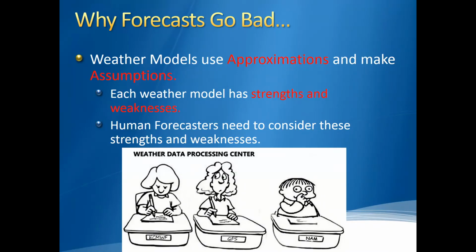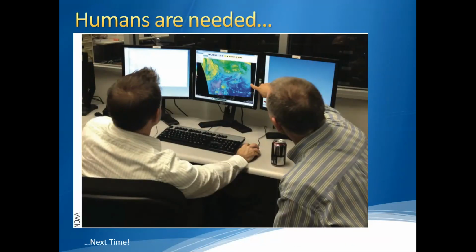As a result, weather forecasting can never be a truly automated process. Because each of these models have strengths and weaknesses, you need humans to interpret those strengths and weaknesses, to take model data and determine, okay, this is what the models are really telling us. This is a good forecast, this is a bad forecast. And so humans are needed. And we'll talk a little bit more about humans and how they make forecasts in the next lecture.